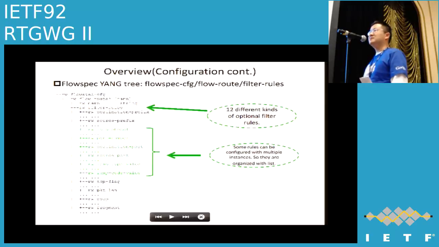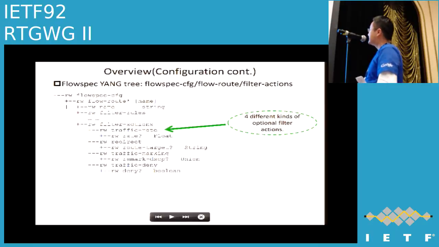Okay, this is the corresponding action part, and according to RFC 5575, there are 4 defined actions here. So we list them here. Next, please.